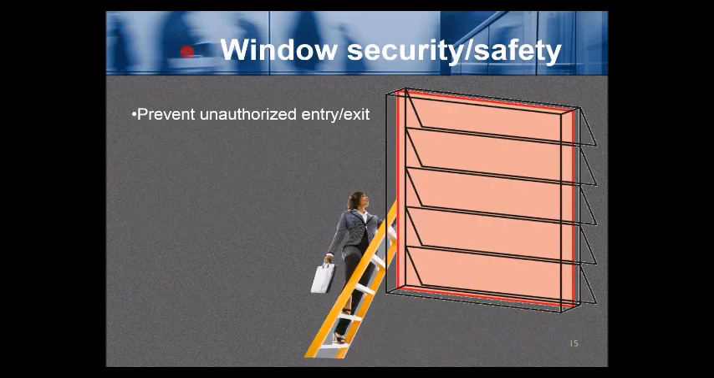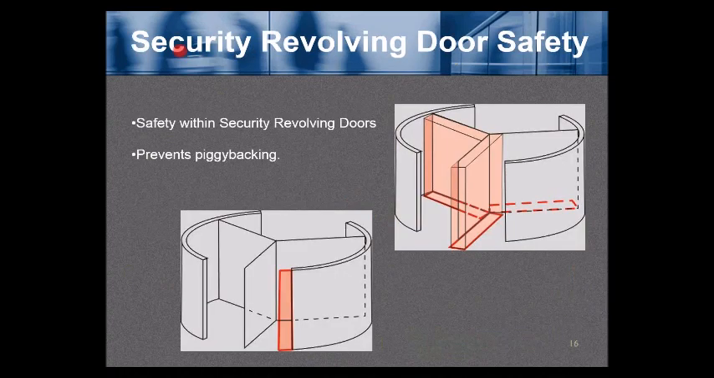Another option for this product, window security safety, prevents unauthorized entry or exit. Security revolving door safety. Safety within security revolving doors prevents piggybacking. Some examples: it looks like this would be the entry point here for the throat opening of a revolving door. Here it looks like we're using a laser on the wing safety, or a wing of a revolving door that would be rotating around.